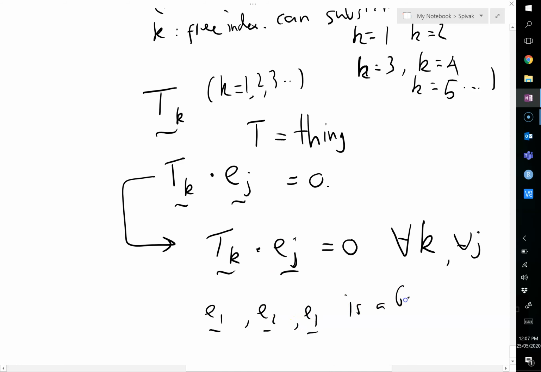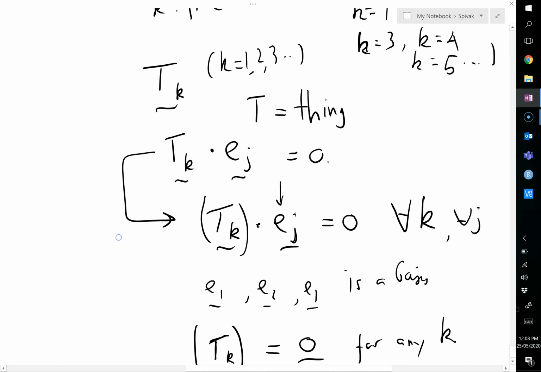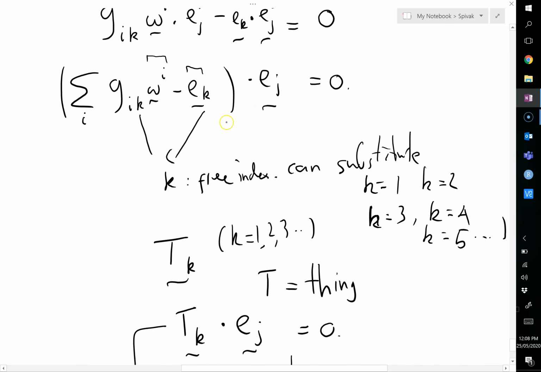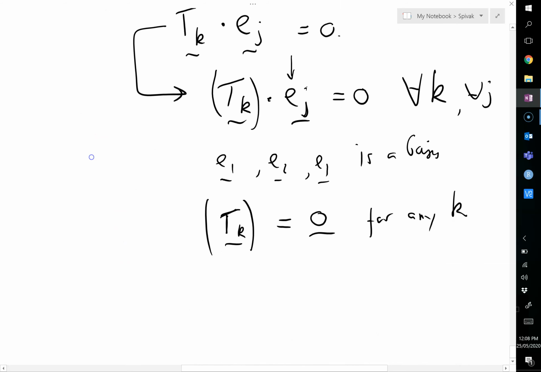What that tells me is that t_k equals 0, the 0 vector, for any k. Why? Because whatever this thing is, when we take a dot product with any of the e_j's, we get 0. So t_k equals 0 for any k. What was t again? Well, I'll go back up here. It's this thing here.